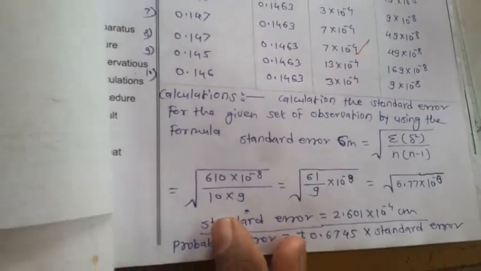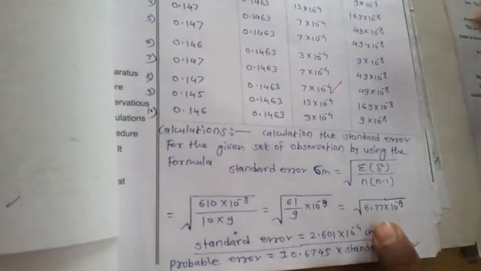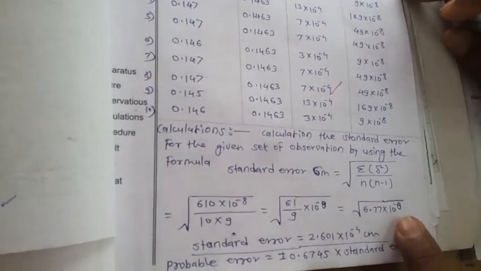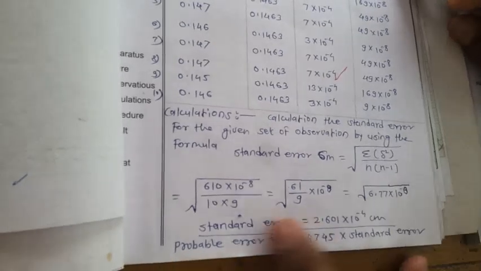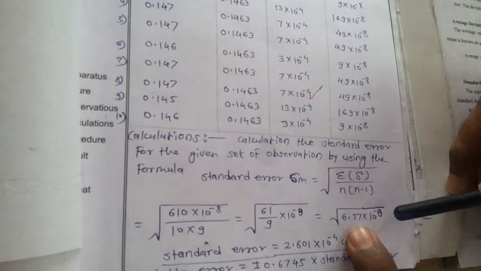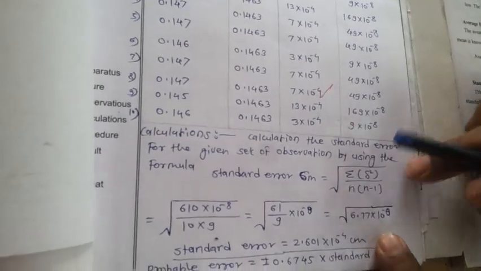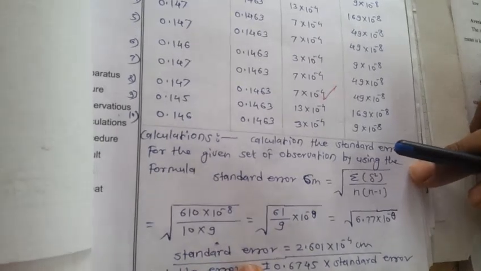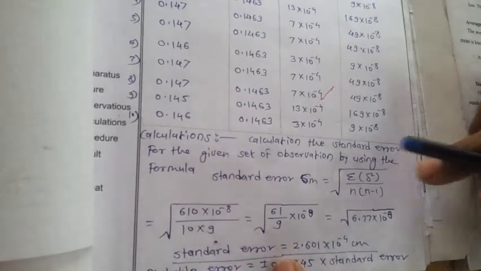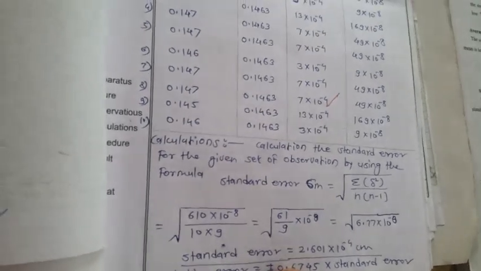Then we can calculate this is equal to square root of 6.77 into 10 raised to minus 8. Then the standard error, we can take the square root of this value, square root of 6.77 into 10 raised to minus 8. We get standard error is equal to 2.601 into 10 raised to minus 4 centimeter. Then we can calculate the probable error.